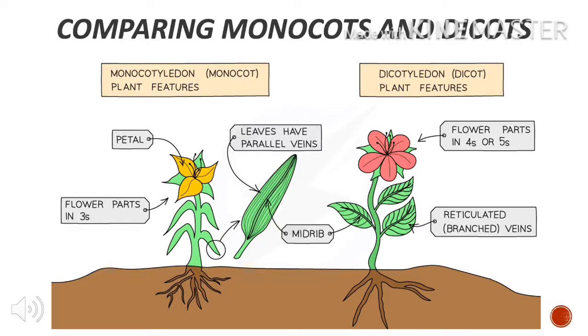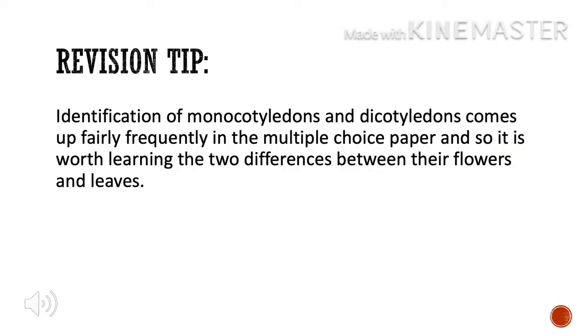Identification of monocotyledons and dicotyledons comes up fairly frequently in the multiple choice paper, and so it is worth learning the 2 differences between their flowers and leaves.